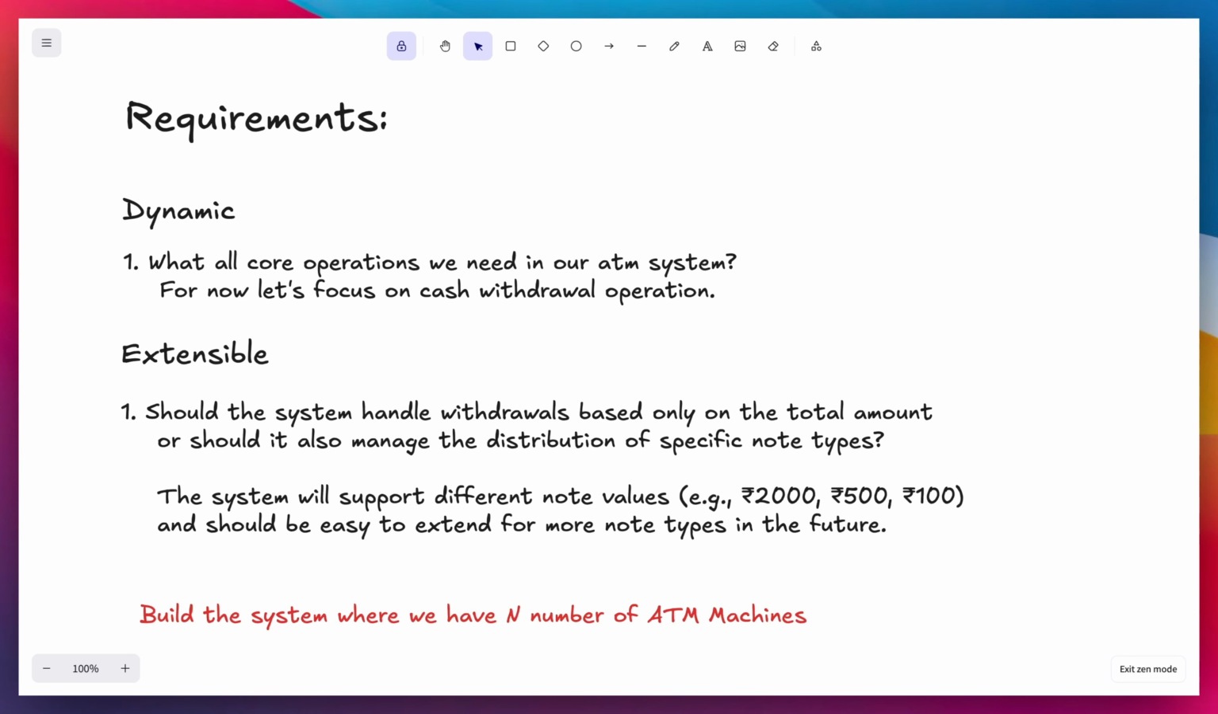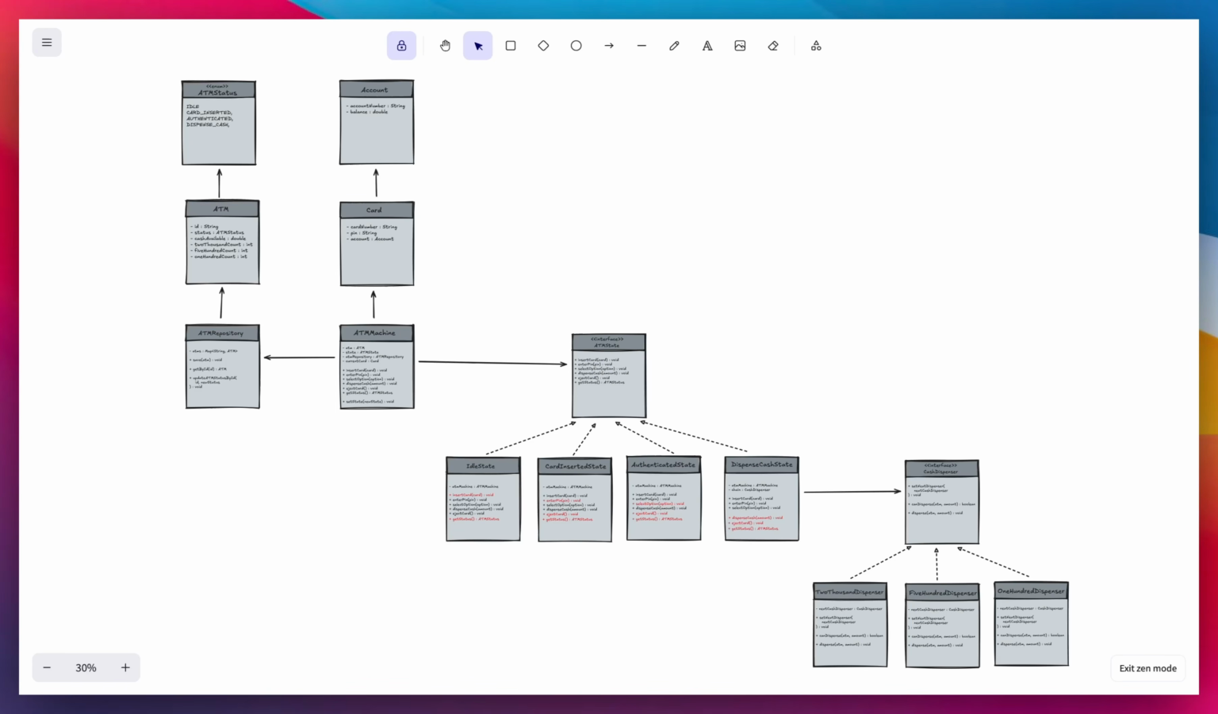Okay. So now let's check out each and every entity present in our ATM system before understanding the entire flow. So here's the class diagram of the ATM system. Before checking out all the entities in the class diagram, let's first try to understand the ATM database, or you can say the ATM table.